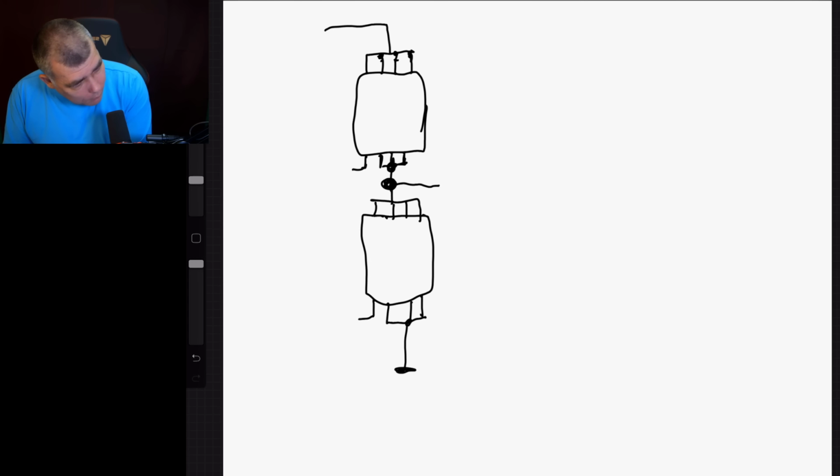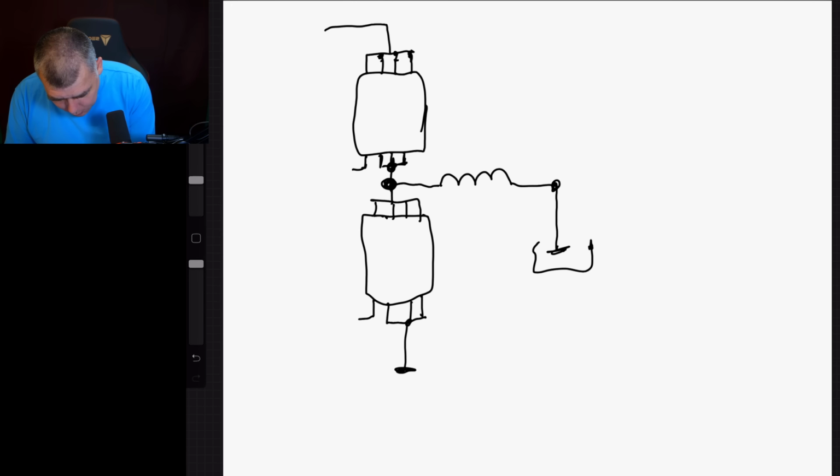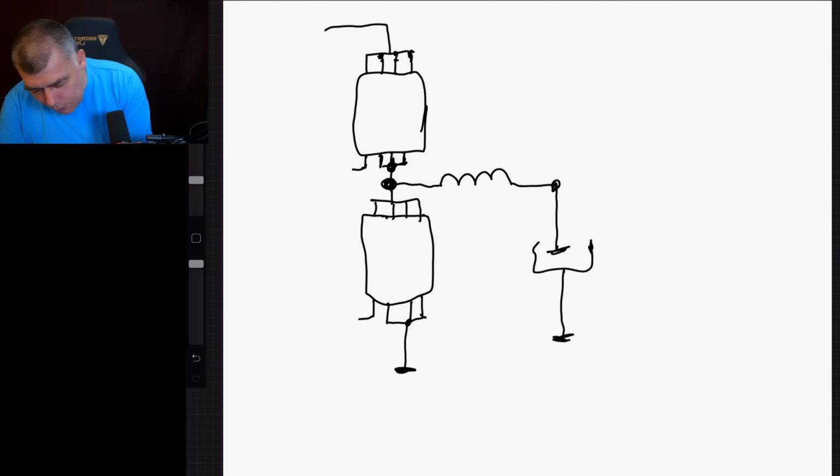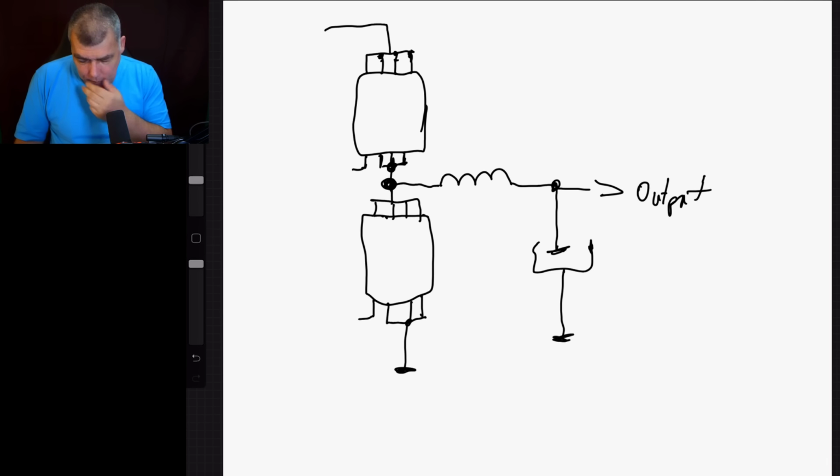But from here, do you have the coil? Okay. And you have the capacitor, which is going to the ground. Usually it's an electrolytic capacitor. And obviously that's the output of the power supply, yeah? Output. So that's kind of a pad. It's a pad to recognize a power supply.